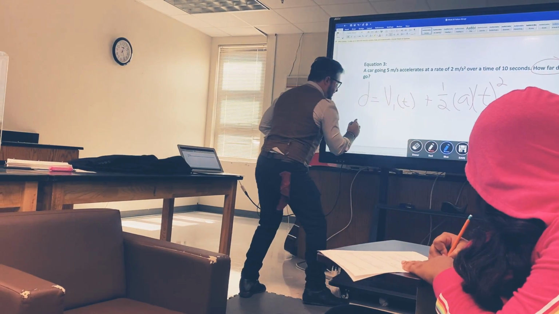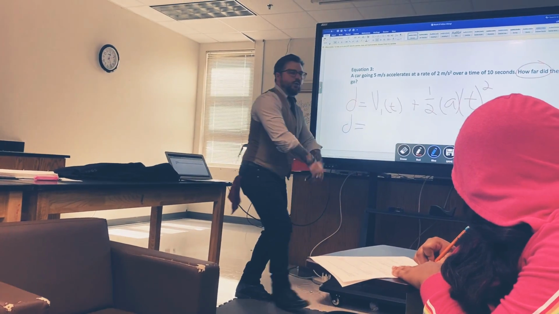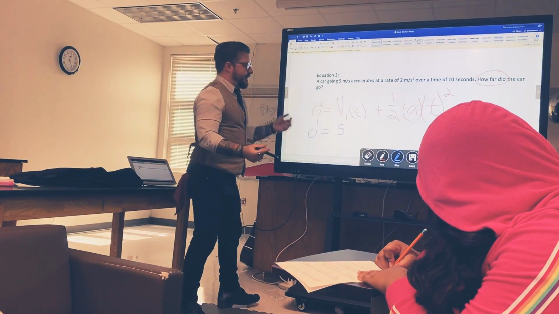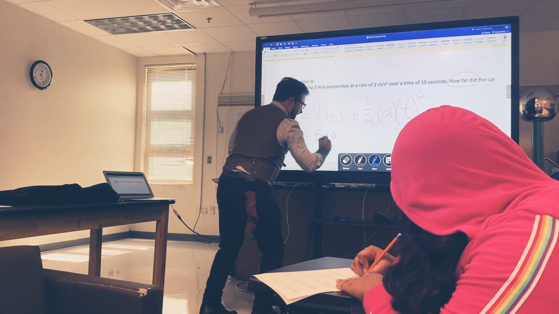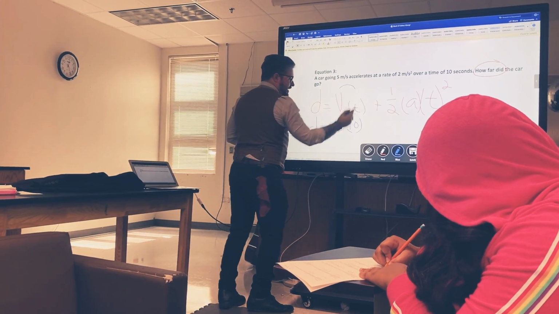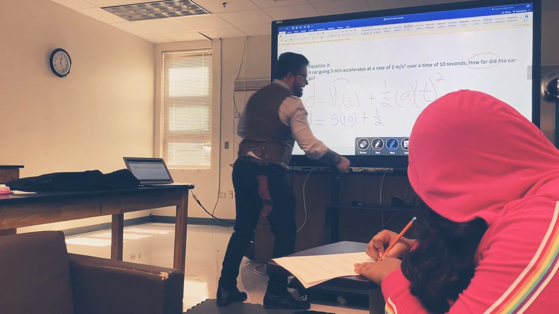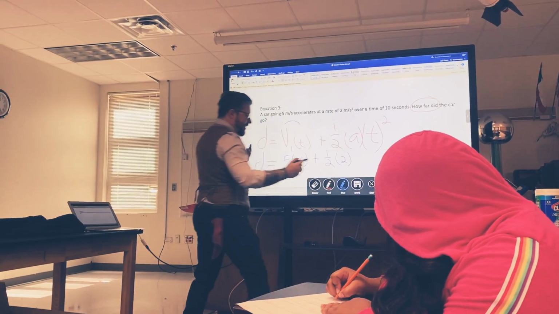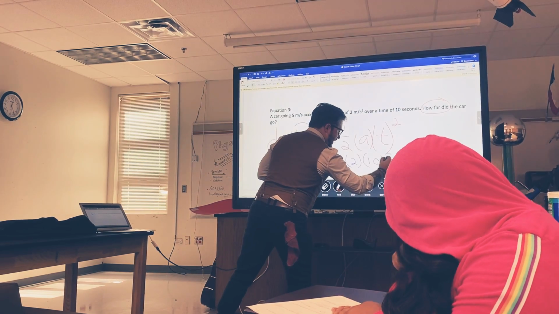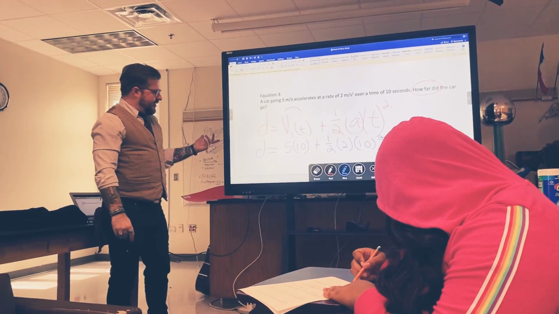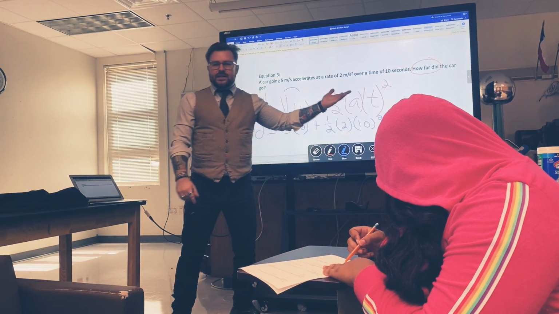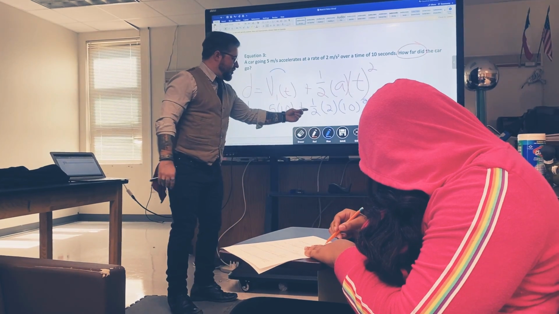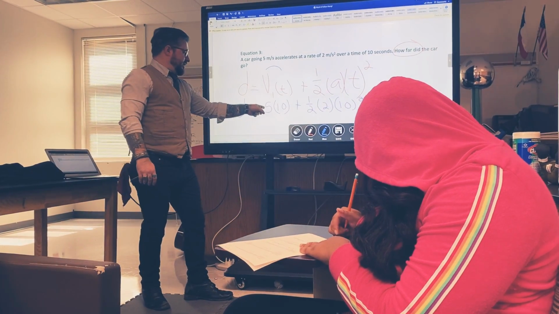Let's do this. Distance is equal to, what is the initial velocity? What is my starting velocity? 5. How much time did I go? 10 seconds. 5 times 10. Y'all see that? 5 times 10 plus 1/2 times acceleration. What's acceleration? 2. What's time? 10. Same stuff, 10, squared. That's it. 10 squared. What is 10 squared? 10 times 10 is 100. Times 2 is 200. Divided by 2 is 100. Plus 5 times 10 is 50.